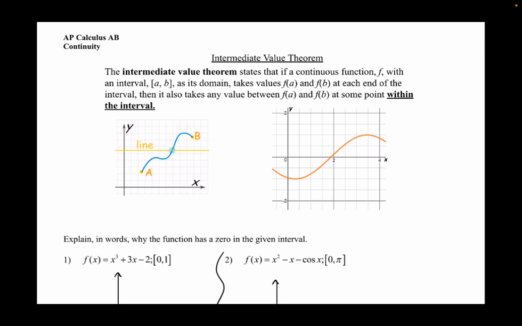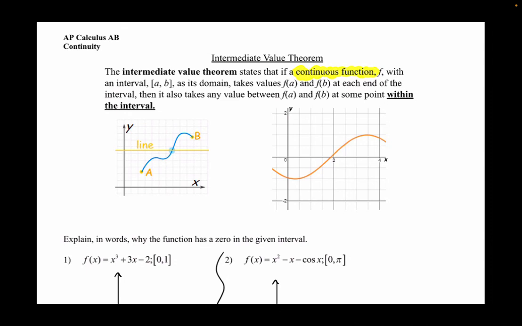So here's what it actually means, and then I'll explain what it is, because it sounds a lot more complicated than it really is. The idea is really simple. The intermediate value theorem states that if a continuous function, so the function has to be continuous, that's the first thing. That's important. It has to be continuous on an interval from A to B, means it starts at A, ends at B, as its domain, so x values.